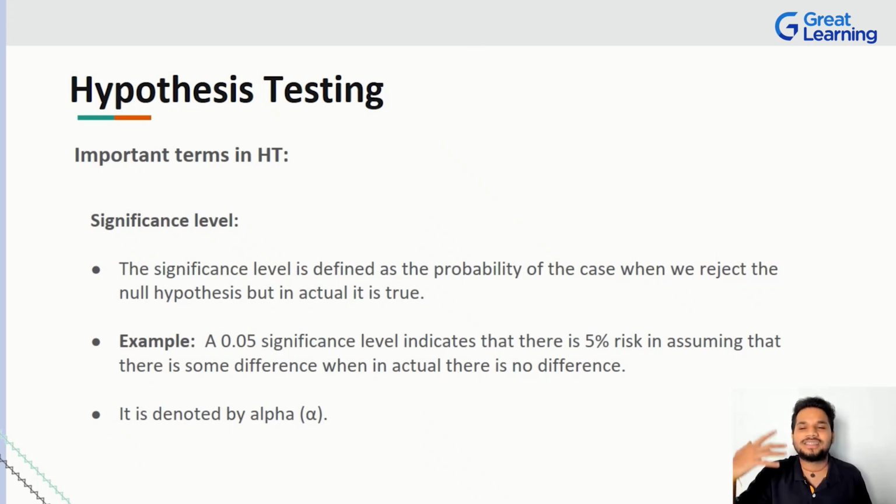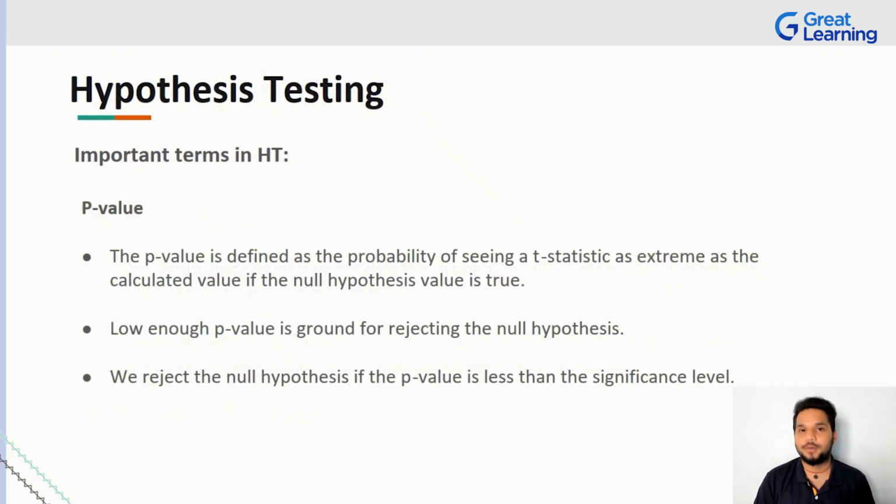Whenever you see terms like alpha on hypothesis testing, do not be confused. It's basically a significance level telling us the probability of a case where we reject the null hypothesis, but in actual case it might be true as well, right? So this is something which is important.